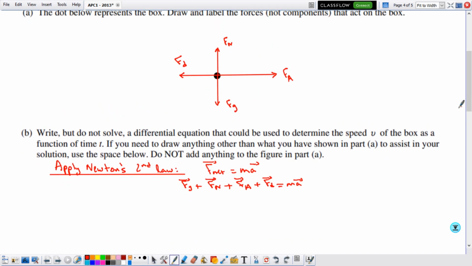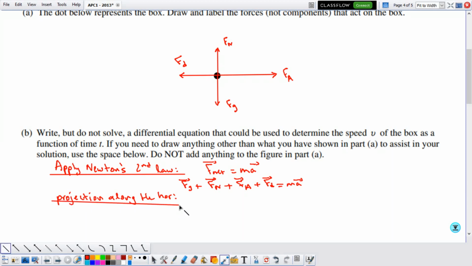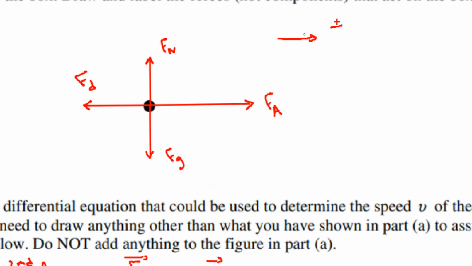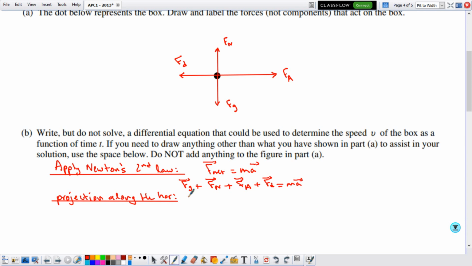And in this case, let me project along the horizontal. Then projection along the horizontal, and here I will assume that the positive direction is to the right. The pull of gravity has no projection along the horizontal as well as the normal push. Now Fa would be plus Fa, and the drag force which is acting opposite to the motion, that would be minus Fd, and remember that the acceleration has no projection.